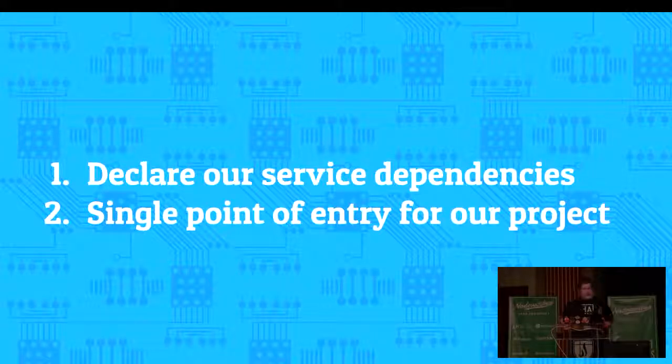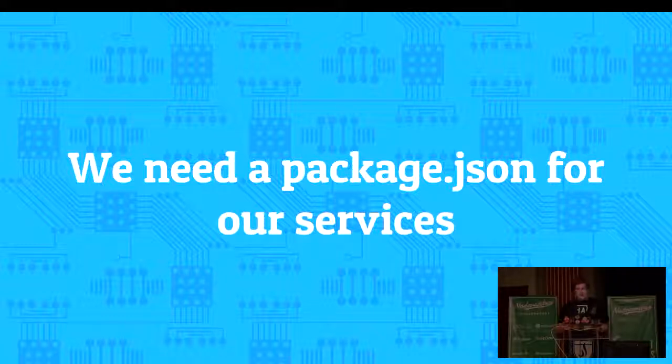And what we really need for our services as we move towards this bright new, well, not so new world, but commonplace world, is a way to declare our service dependencies explicitly alongside the project, not just declaring them in a README, but declaring them in some sort of equivalent of infrastructure as code, but for local development. And likewise, we need a single point of entry for our products. As developers, we're very used to that. For our applications, we always have a single point of entry. We run make run or make build, and our application starts up. So really what we need is a package.json for our services.